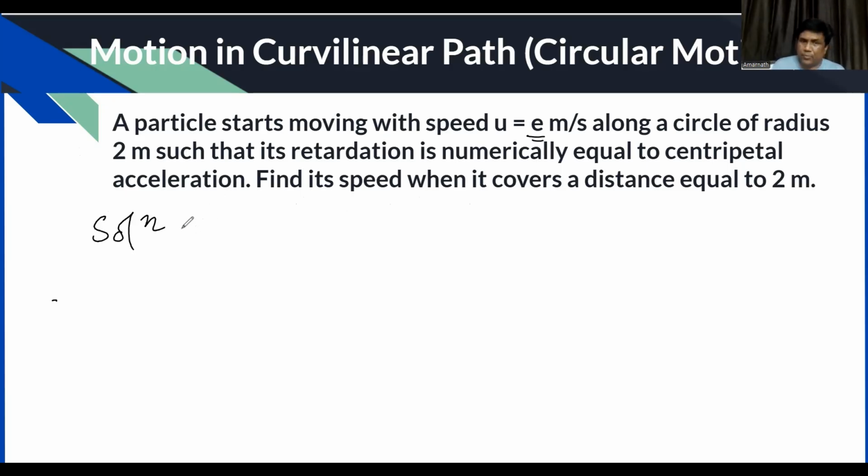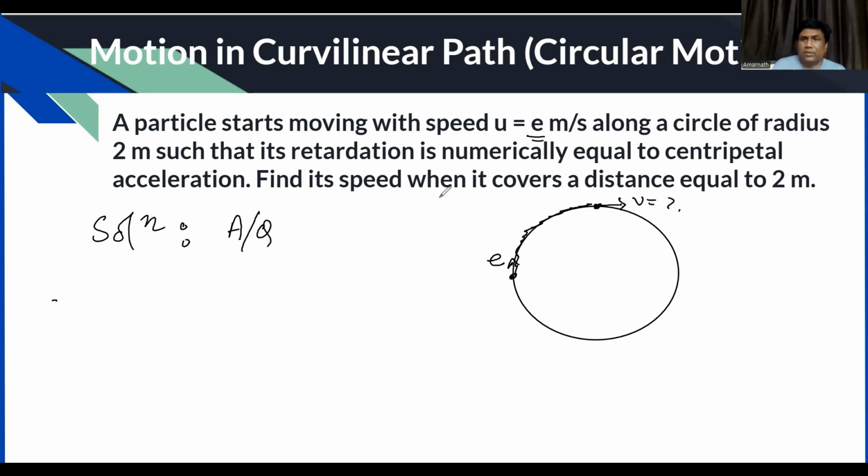This is a new type of question you are getting, but you have to go just with the theory only. This is the circle. The particle starts from here with speed e, but it is going on decreasing. Say when the distance is 2 meters, from here to here, what is the speed here? That is so simple.